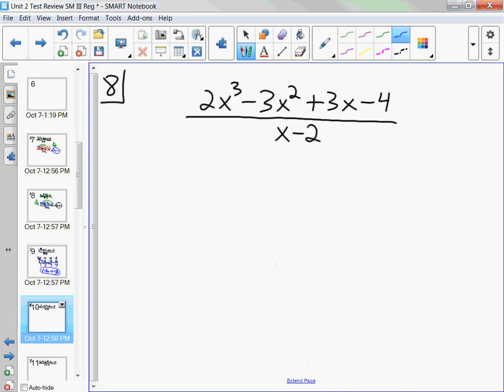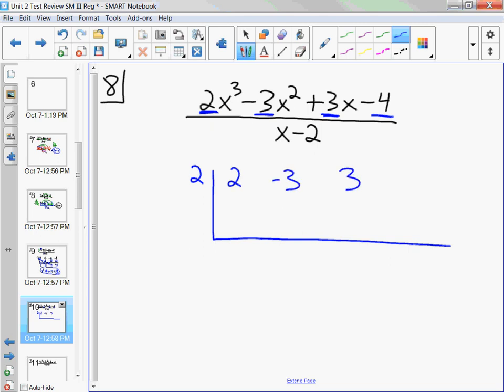The next problem, number 8, is also a synthetic division problem. So again, I'm going to set this up. The opposite of negative 2 is positive 2, so they're right there. I'm going to put 2. My coefficients are 2, negative 3, 3, and negative 4. So 2, negative 3, 3, and negative 4. And bring down my first number 2, and I'm ready to begin.